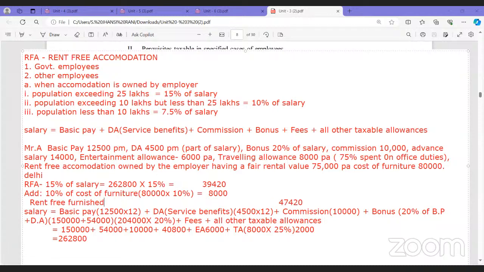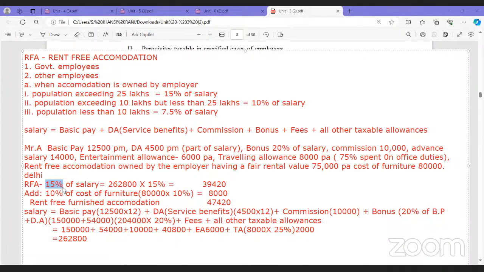So rent-free furnished accommodation is 47,420, when accommodation is owned by the employer and when population is more than 25 lakh. If, for example, the employee is staying somewhere in a very remote place like Vanaparthi or Tandur, where population is less than 25 lakhs, then instead of 15%, we'll take only 10% of salary. Remaining all will remain as it is. And if population is less than 10 lakh, then again it will be same, only instead of 15%, we take 7.5%. That is when accommodation is owned by employer.